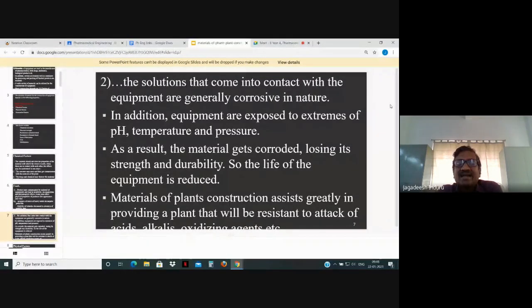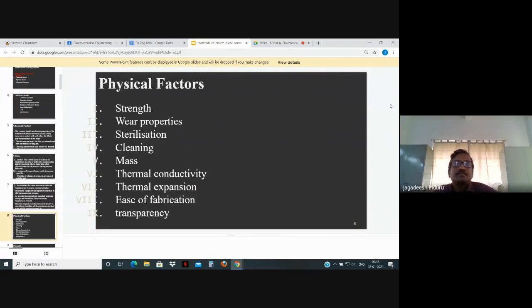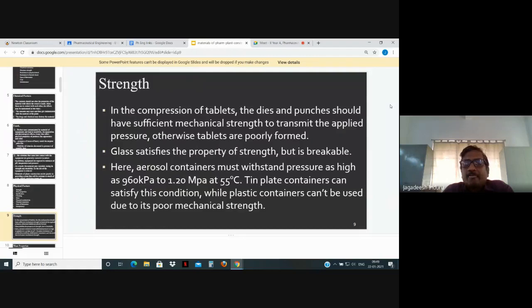So the materials of plant construction consist greatly in providing a plant that will be resistant to the attack of acids, oxidizing agents, etc. Another one is physical factors. The physical factors are strength, wear properties, sterilization, cleaning, mass, thermal conductivity, thermal expansion, ease of fabrication, and transparency. So these are all the factors which we need to consider, and we will see them one by one.